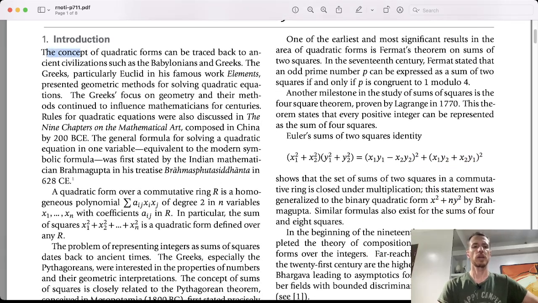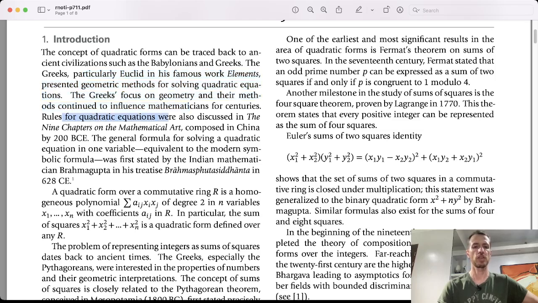Introduction. The concept of quadratic forms can be traced back to ancient civilizations such as the Babylonians and Greeks. The Greeks, particularly Euclid in his famous work Elements, which I read when I was a kid, presented geometric methods for solving quadratic equations. The Greeks' focus on geometry and their methods continued to influence mathematicians for centuries.